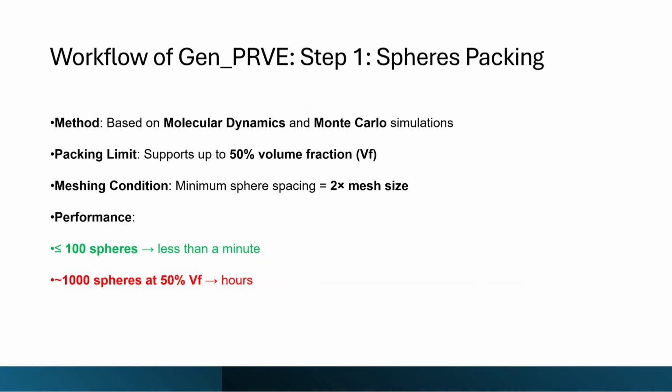Step 1 is sphere packing. The method is based on molecular dynamics and Monte Carlo simulations. GenPRVE supports packing up to 50% volume fraction. For proper meshing, the minimum spacing between spheres is set to 2 times the mesh size. In terms of performance, small RVEs with up to 100 spheres take less than a minute to generate. But large systems, such as 1,000 spheres at 50% volume fraction, may take several hours.